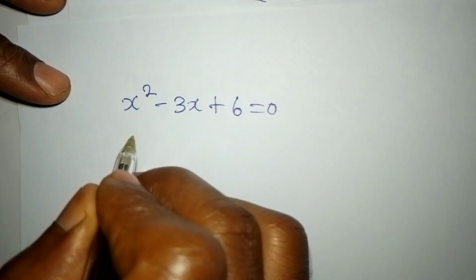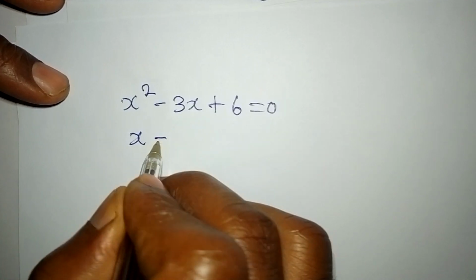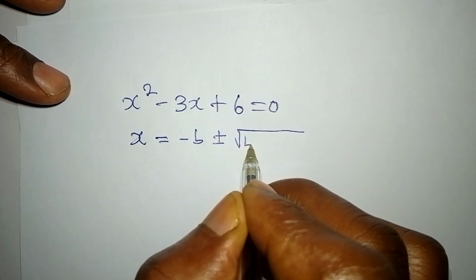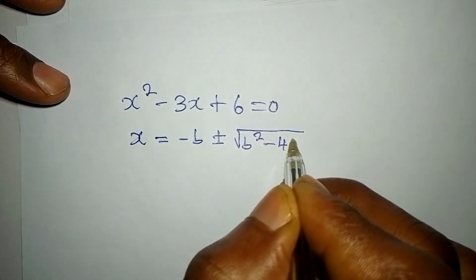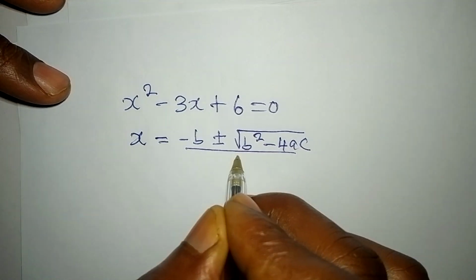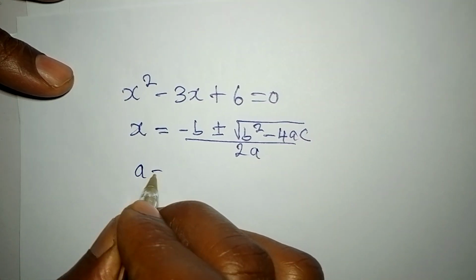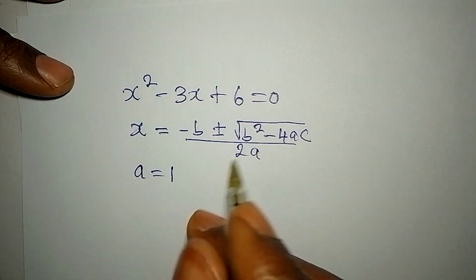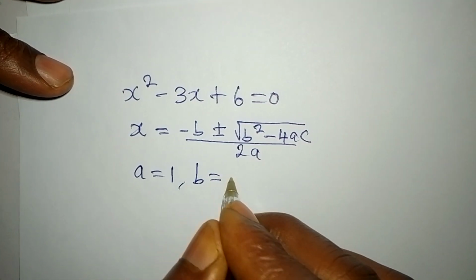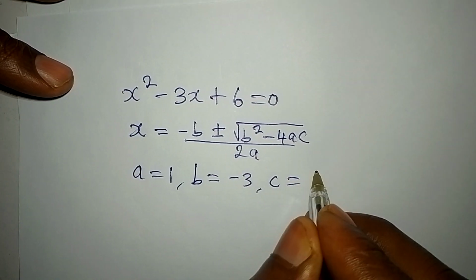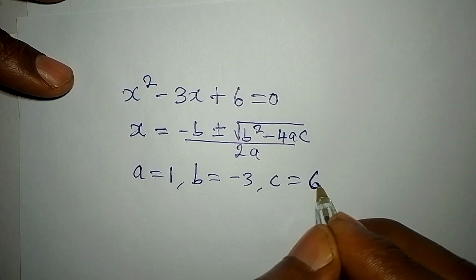Okay, so the formula is x equal to minus b plus or minus square root of b squared minus 4ac all over 2a, right? Now, what is our a? Our a is 1, coefficient of x squared. Our b is minus 3, coefficient of x. And our c is 6, the constant.